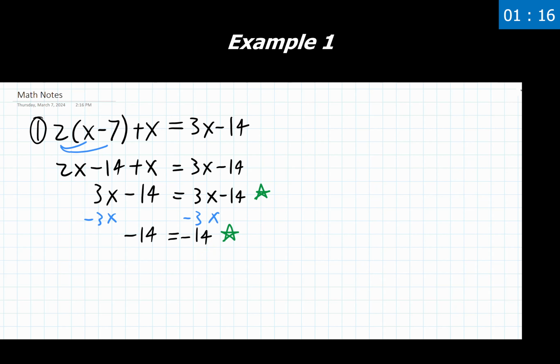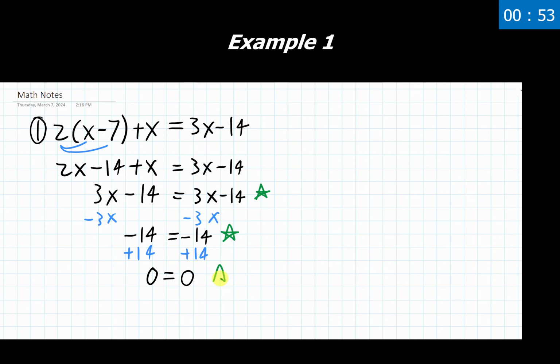But again, if you're someone who's in the boat of, it's still not clicking for me, that's not obvious, that's fine. Continue leaning on the 2.1 and 2.3 process. I want to get rid of all constants on one side of the equal sign. So I'm just going to add 14 to both sides. And then I'm getting down to 0 equals 0.